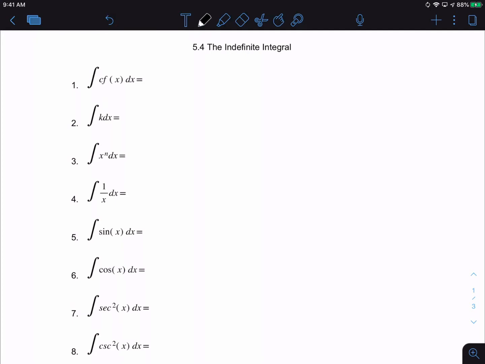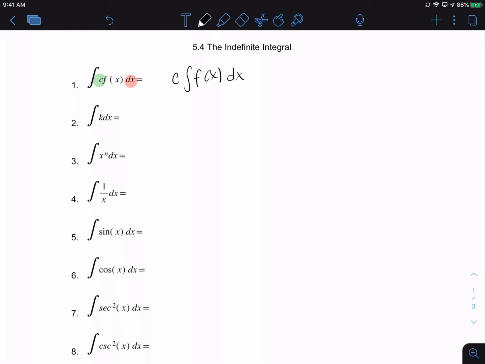Now, in this first example, notice that there's a c there. That's a constant, so what we can do is take the constant out and then take the integral of f of x dx. That's important, and again, the dx is telling me what variable I'm taking the integral with respect to.